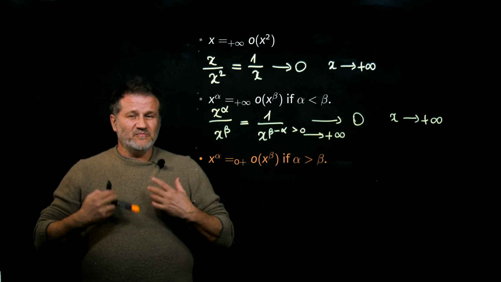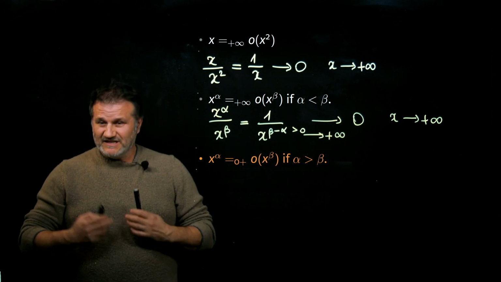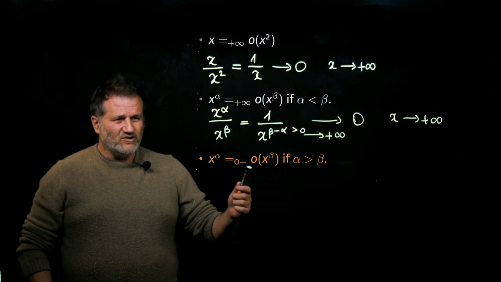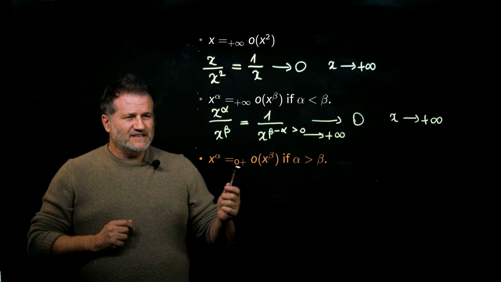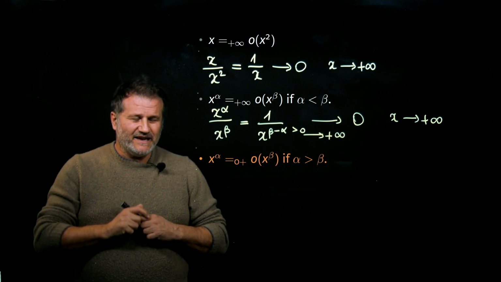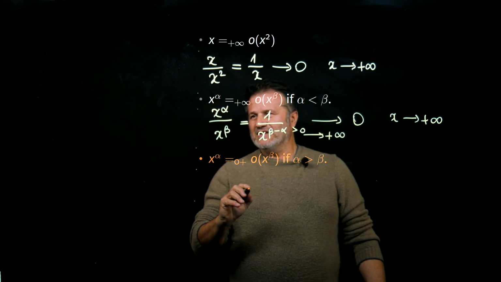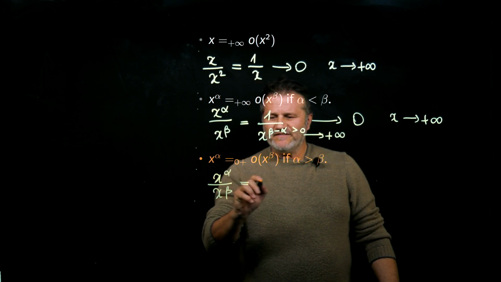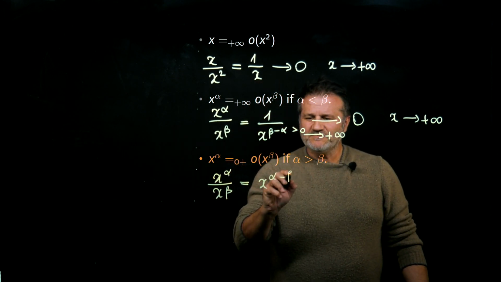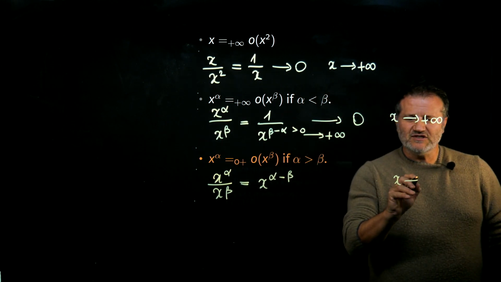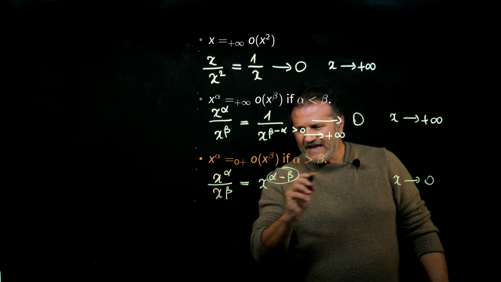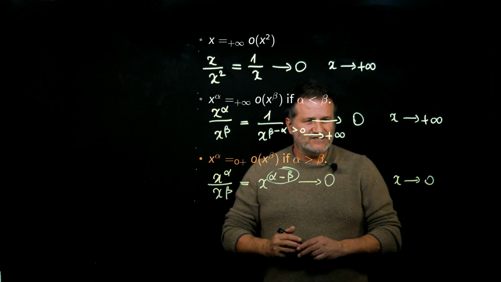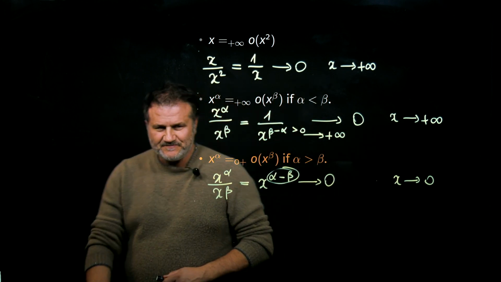Be careful because comparison can be made between two powers also in 0, where they are both small. And in this case, the conclusion is opposite. The power is smaller when the exponent is bigger. In fact, if we redo the calculation x to alpha over x to beta, we can write this as x to alpha minus beta. Now, since here x is going to 0, when this exponent is positive, this will go to 0, and only in that case, so only when alpha is larger than beta.